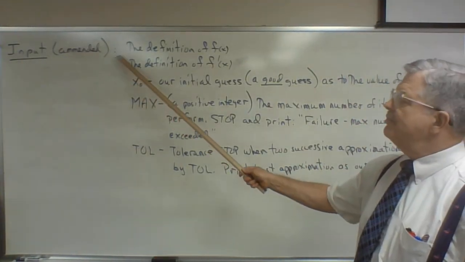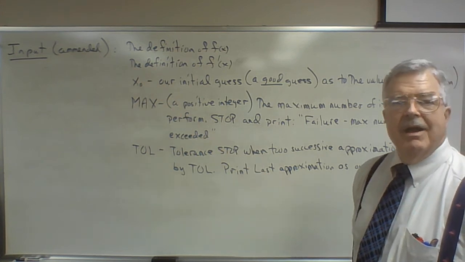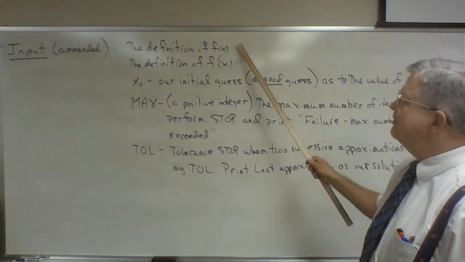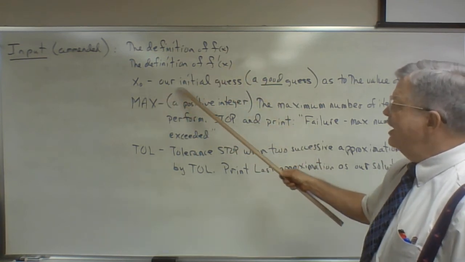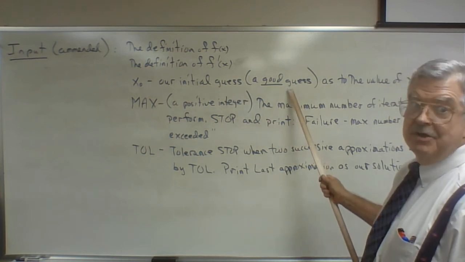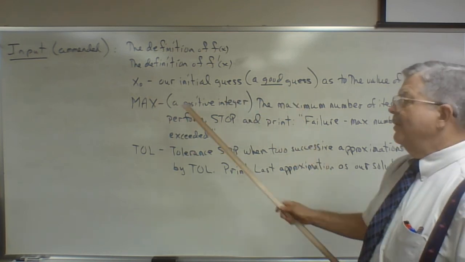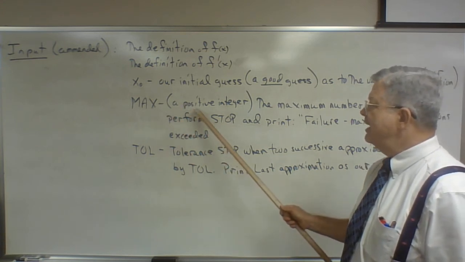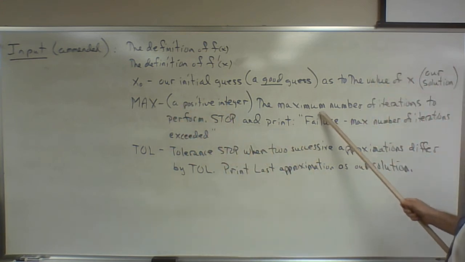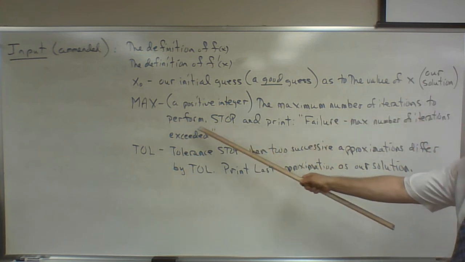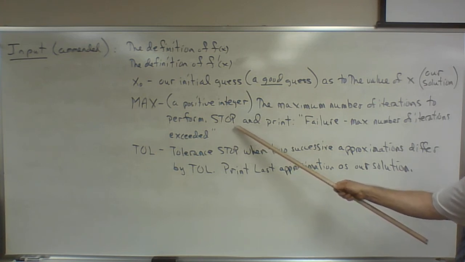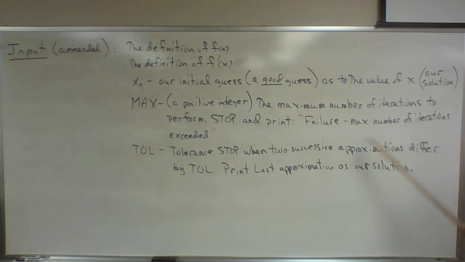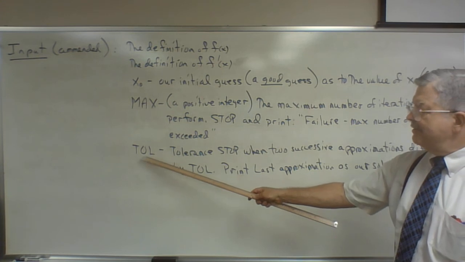So this is what our input should have been when we started the lecture. The definition of f of x, the definition of f prime of x. X of not, our initial guess, and we want it to be a good guess. We should have also included max, a positive integer. This is the maximum number of iterations to perform. If this number is exceeded, stop and print failure, max number of iterations exceeded. And we should have included the tolerance also.